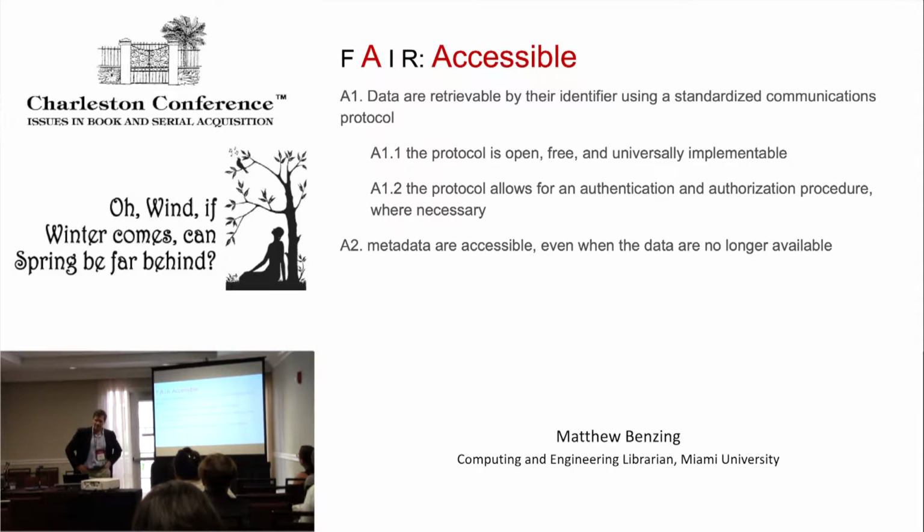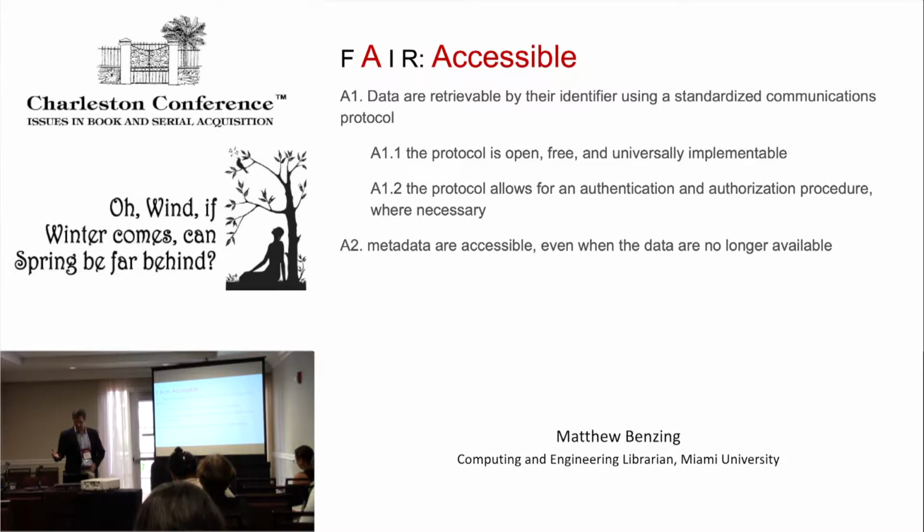Fair. A2 is accessible. Data are retrievable by their identifier using a standard communications protocol. The protocol is open, free, universally implementable, and allows for an authentication and authorization procedure where necessary. A repository, that's all they're saying. It needs to be in a repository somewhere that people can get to, that has some authentication and authorization. Yeah, you have some standards to control who's submitting information, and the researcher has the ability to control the information. That's what they're getting at.